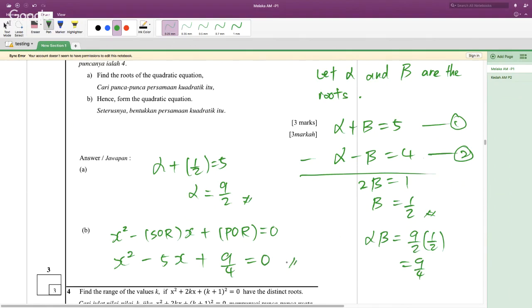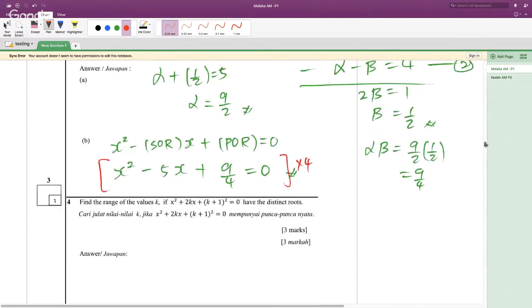I guess this is already the equation, but if you want to make the equation look nicer, I will multiply the whole equation by 4. Because I have the divide by 4 here, I just think it is not nice enough. After I multiply by 4, I will get 4x squared minus 20x plus 9 equals 0. Yeah, I guess both are also correct.